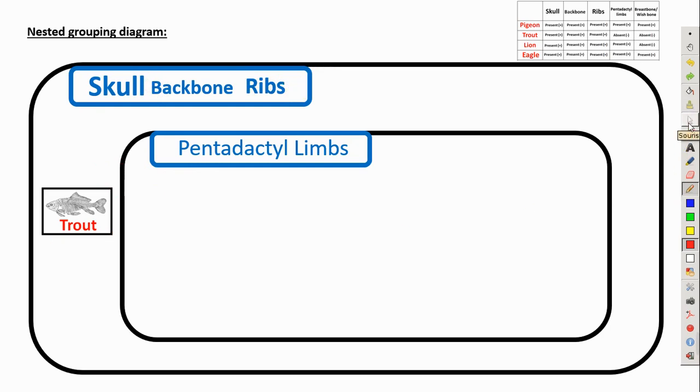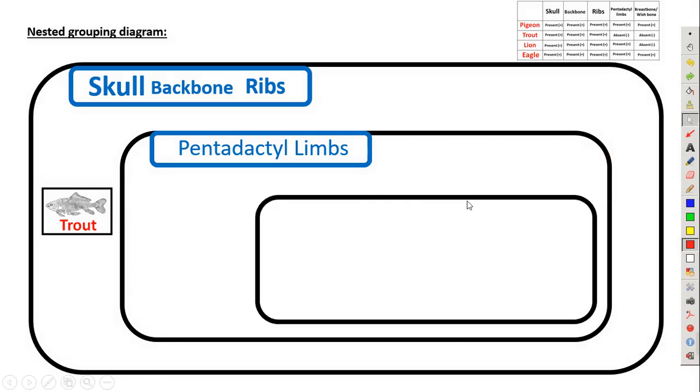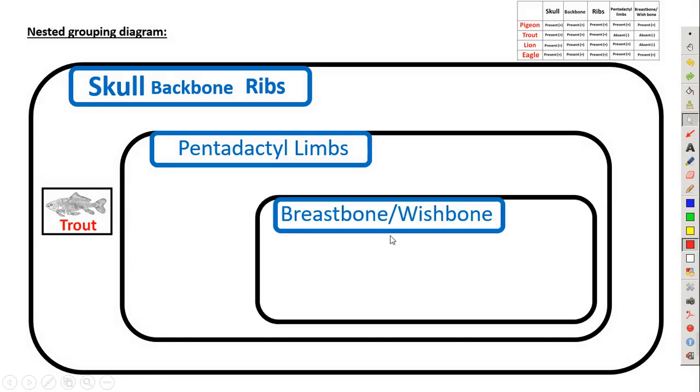If we move on, it's just like the trees. You always look at the species which have more characteristics in common to put them in smaller boxes, or closer branches for the phylogenetic tree. We can now do a smaller box with breastbone and wishbone. So the meaning of this, the characteristics, they're really for the box they are attached to.